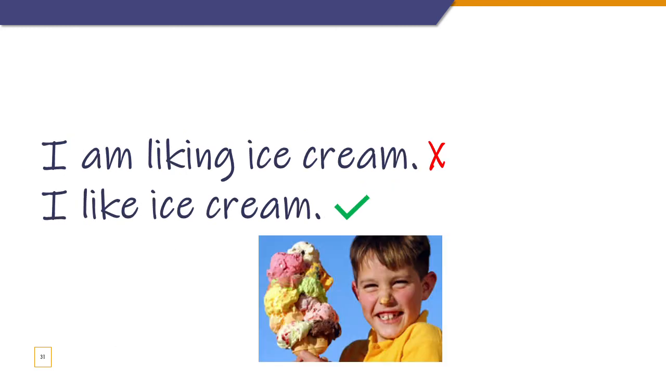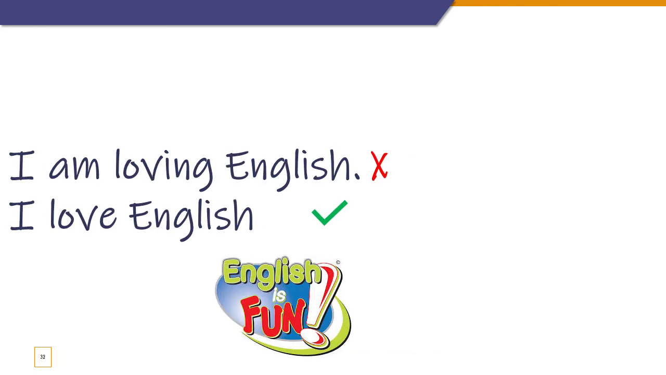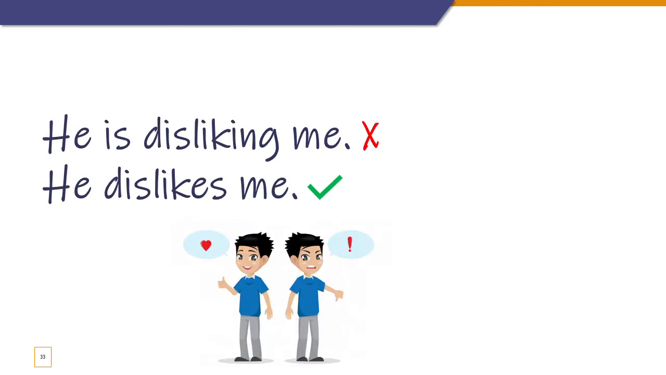Yes, people. So the same goes for like. "I'm liking ice cream" is wrong because it's something that's permanent as a like. Okay, so "I like ice cream" or "I don't like ice cream," but you can't say "I'm liking ice cream." That's wrong. Okay, love. "I'm loving English," that's wrong. "I love English." Okay, so when you love English, English is fun.